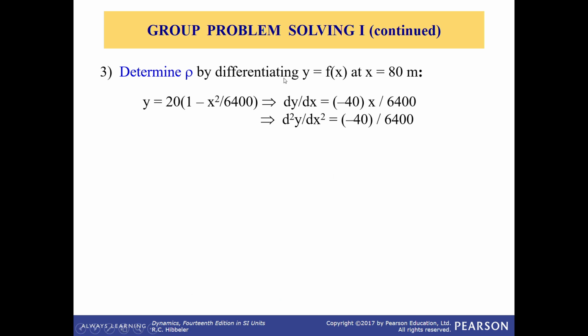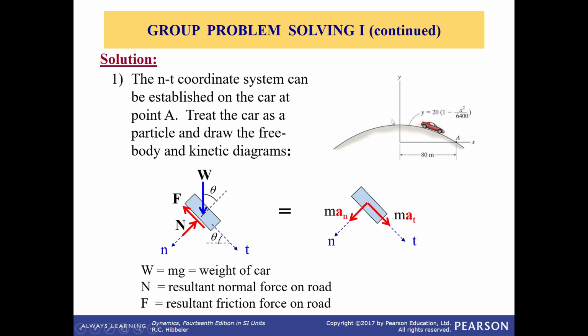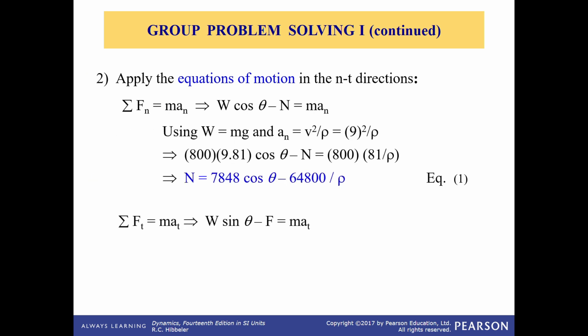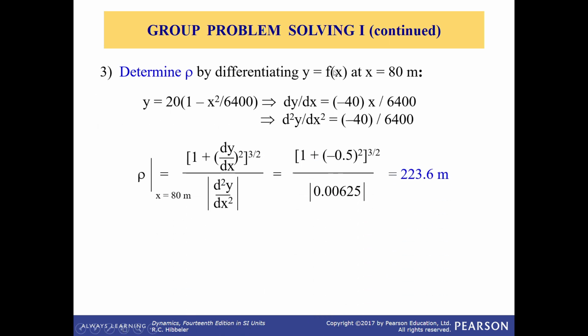Okay. Determine rho by differentiating y equals f of x at x equal to 80 meter. Actually y is given by the equation y equals 20 times 1 minus x squared divided by 6400. So you need to differentiate this and differentiate that again to find rho based on the equation that I presented to you before in the slide. So do it one by one. First, dy over dx, I will have this value, and then I just need to do the second derivative, I will have this value. Once I know this, I just plug everything into this equation. I will say that my rho at x equal to 80 meter, because they ask you at x equal to 80 meter, equals 223.6 meter.